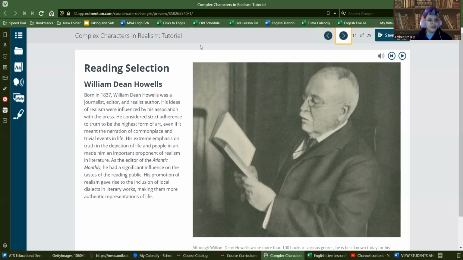Other important things to know about him, he was an editor in chief at the Atlantic Monthly, and he pretty much was very influential to the public at the time. So he helped influence people to care about realist writing.